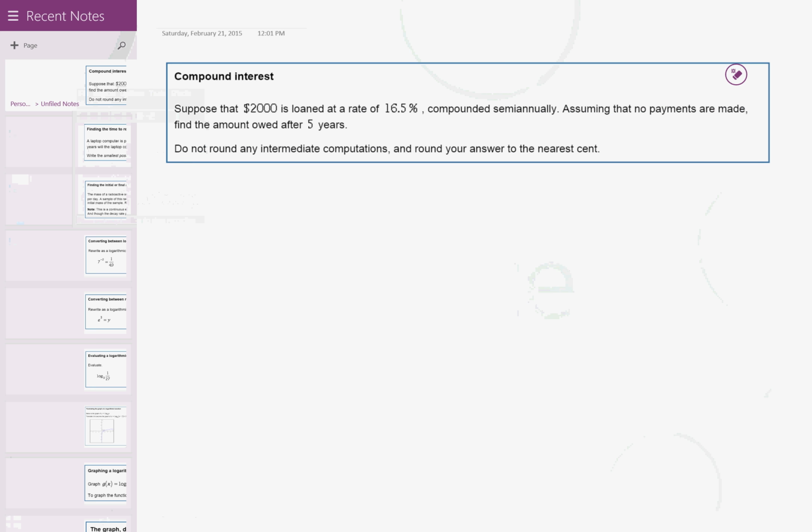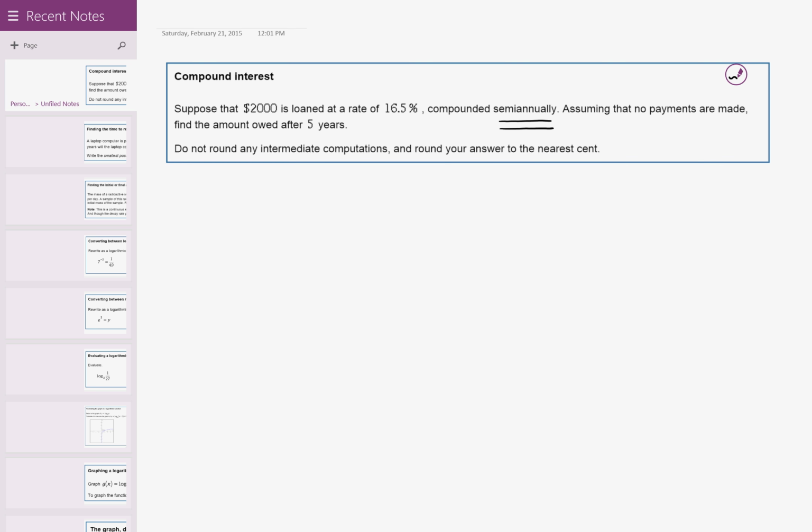To solve a compound interest problem, the first thing I want to point out is that you need to read these carefully, because some of these questions are still compounded annually, which is a formula we have already looked at, and it is a simpler version of the formula I'm going to give you now.